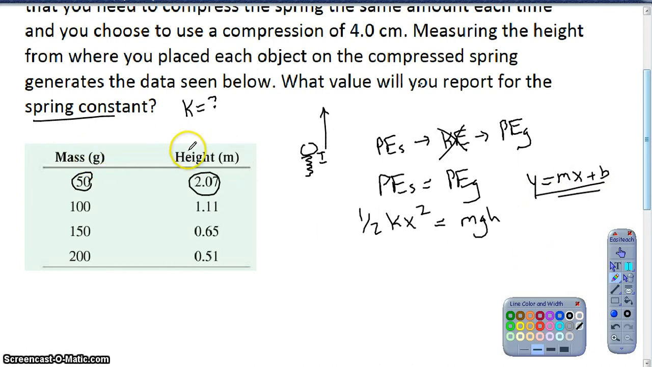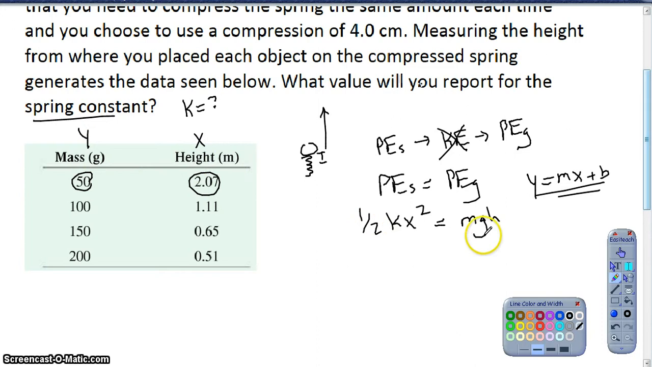One of these would be my independent and one of these would be my dependent variable, right? So I'm going to say that the mass maybe is my y and the height here is my x, or vice versa. It really doesn't matter, but I'm going to define those as such. So is there any way that I could make an equation out of this using mass and height?